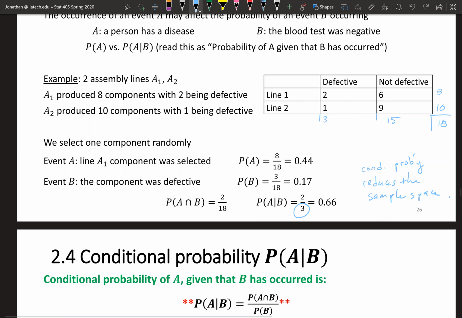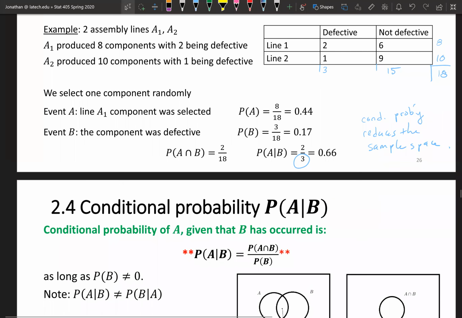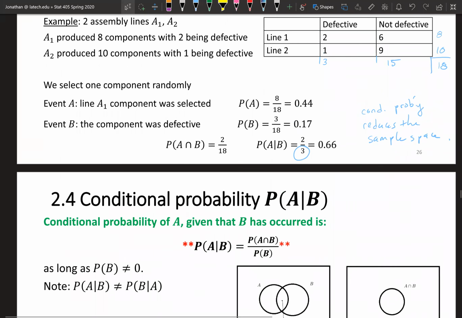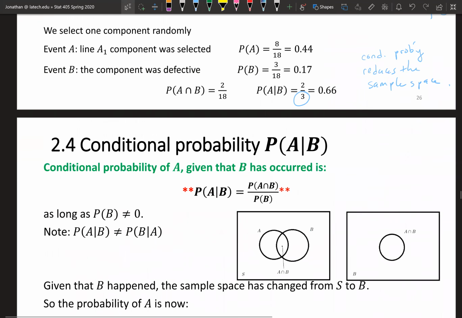In this example, probability of A given B equals 2/3 is really just looking at the defective components and then trying to figure out what's the probability that it comes from line 1 if it's defective versus the probability it comes from line 2 if it's defective. So it's more likely that you come from line 1 than line 2 if you have a defective component already. So it's more likely to have been produced in line 1.